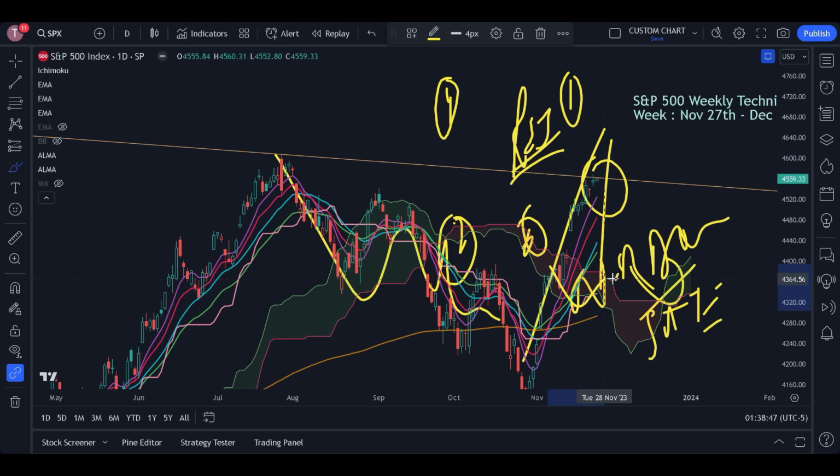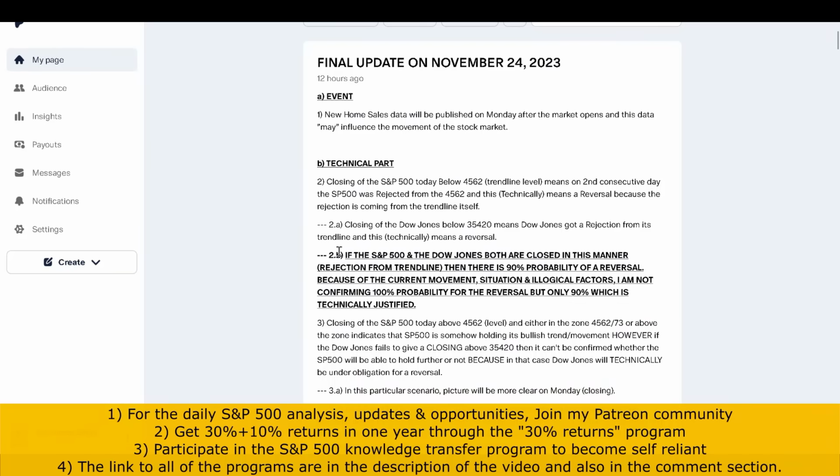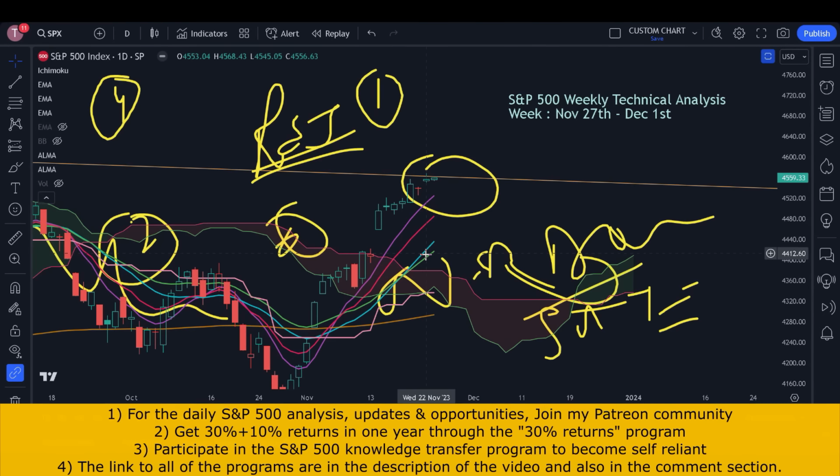I'm not saying there will be an extremely heavy fall. I'm simply saying there will be a reversal. This reversal might be like 2%, 1.5%, 3%. It will depend on multiple factors. And because of this kind of closing, there is a 90% probability of a reversal. So now I have given you all of the technical reasons.